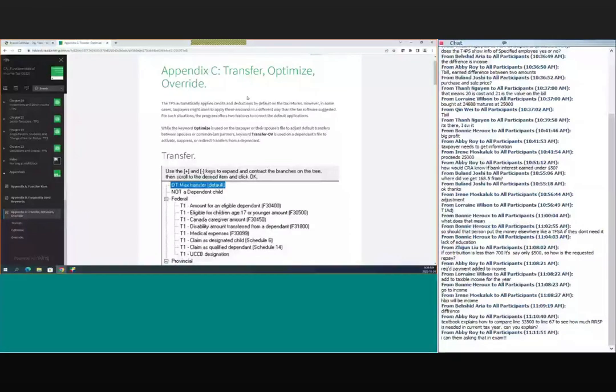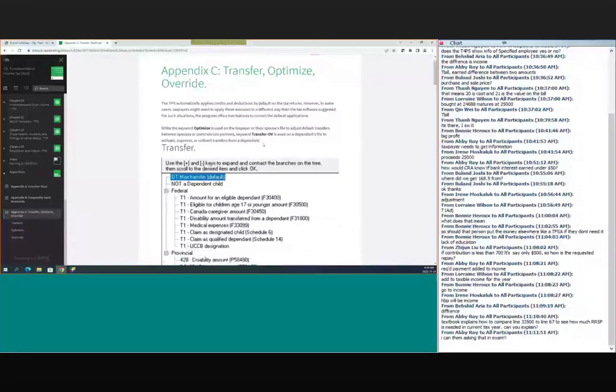We are not going to discuss override because there should be very, very limited situations, and we're not going to deal with that in this course. So basically, optimize is used on the taxpayer or their spouses to adjust the default transfers. And transfer override is used on a dependents file to activate, suppress, or redirect transfers.